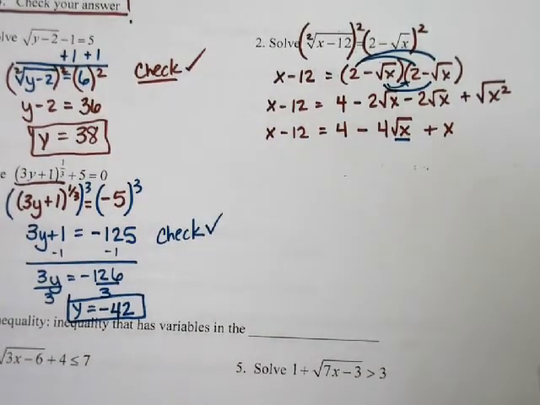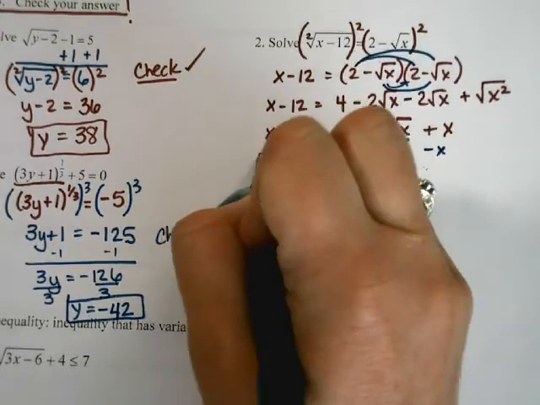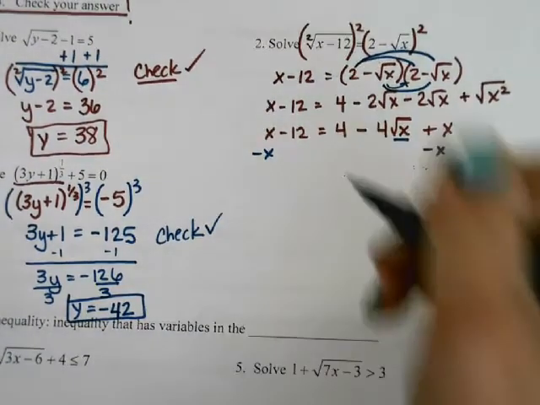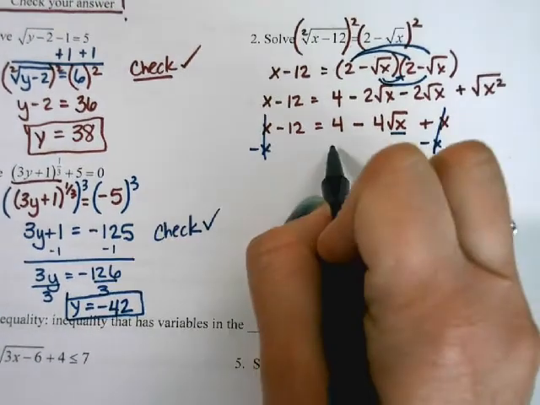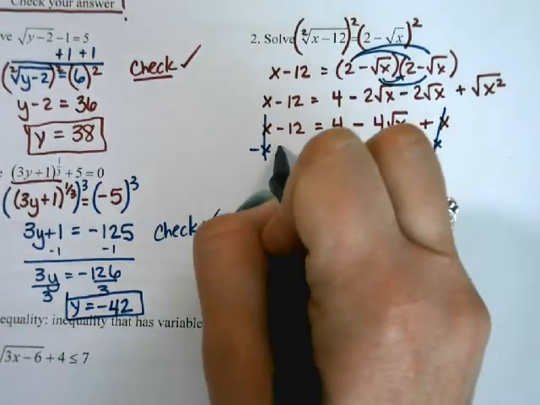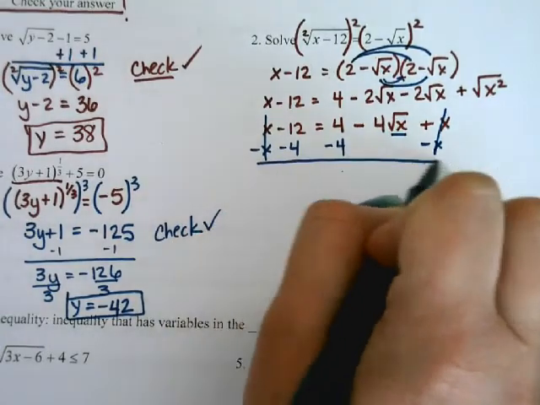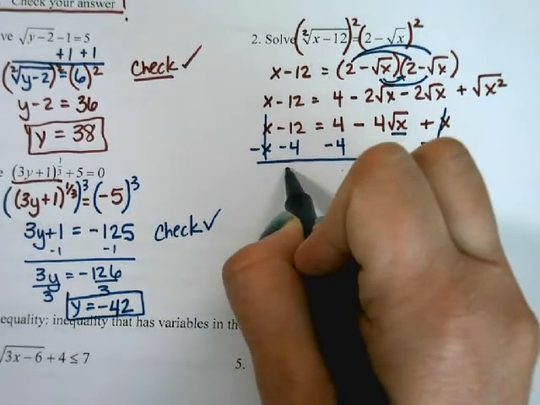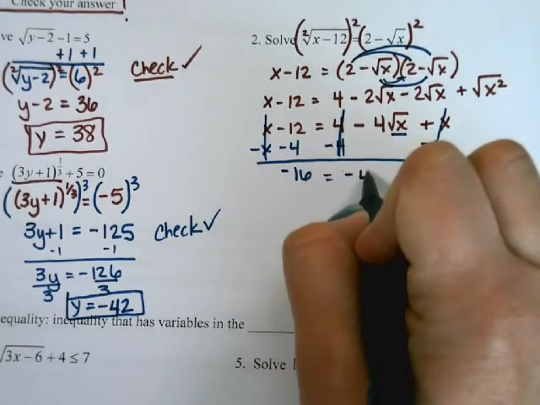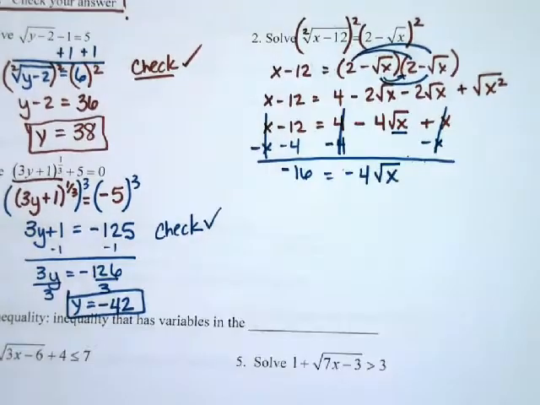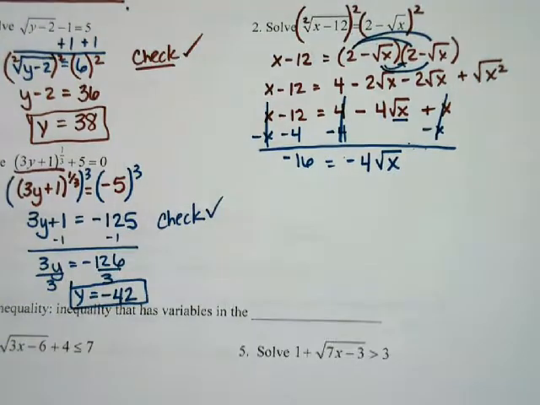If I do that, I'm going to subtract x. Okay, that helps a little bit, because that means these x's are going to cancel as well. And then I'm going to subtract a 4. So negative 12 minus 4 more is negative 16 equals negative 4 square root of x. Okay, that looks a little better.